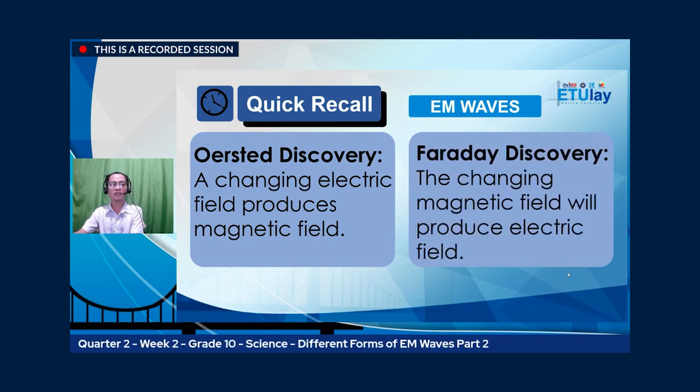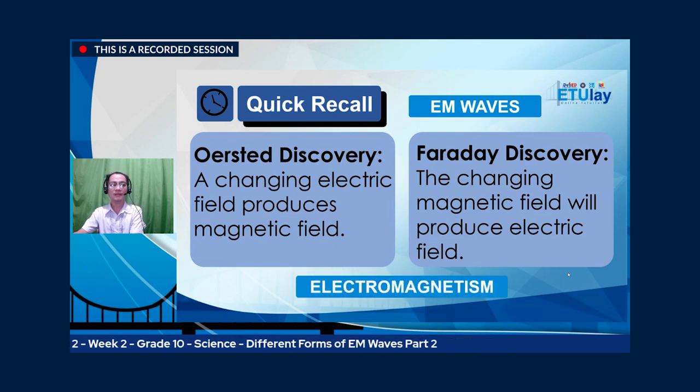We also discussed the contribution of Michael Faraday in physics. Michael Faraday, an English scientist who contributed to the study of electromagnetism and electrochemistry. His main discoveries include the principles underlying electromagnetic induction, diamagnetism, and electrolysis. Kaya naman, ang discovery ni Michael Faraday ay the changing magnetic field will produce electric field. Ang lahat ng kanilang mga discoveries and contributions ay may kinalaman sa electromagnetism.